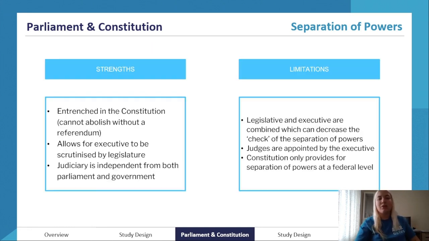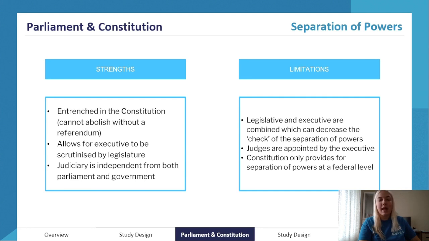Okay, so you need to know the strengths and weaknesses around the separation of powers. And for all of those three concepts that come under how the Constitution acts as a check of parliament, you need to know strengths and weaknesses. These will be evaluate questions. So, some of the strengths are that the separation of powers is entrenched in the Constitution. It's literally in the Constitution, so this is a protection that cannot be abolished without a successful referendum, and therefore protects us and makes sure that Parliament cannot take this away and we remain protected.